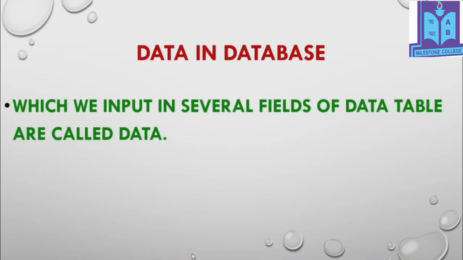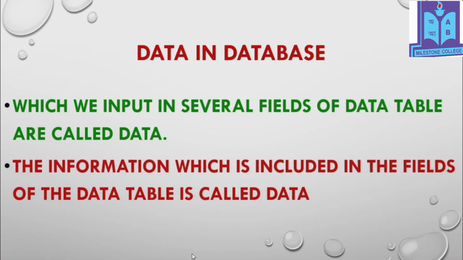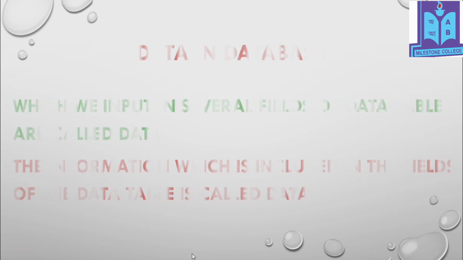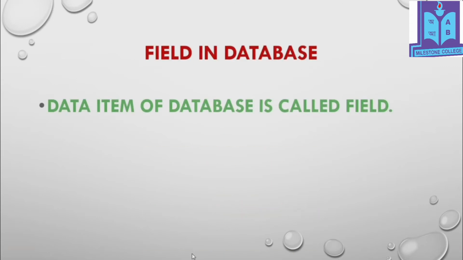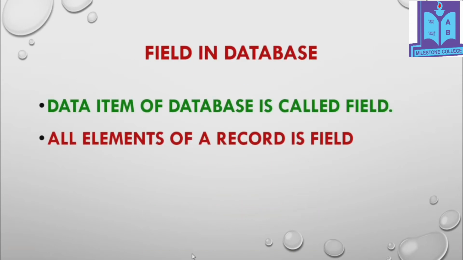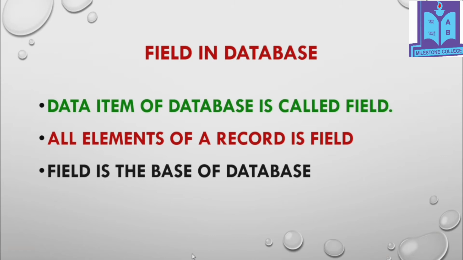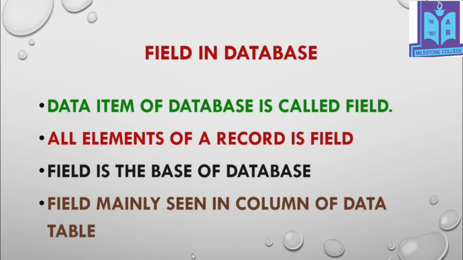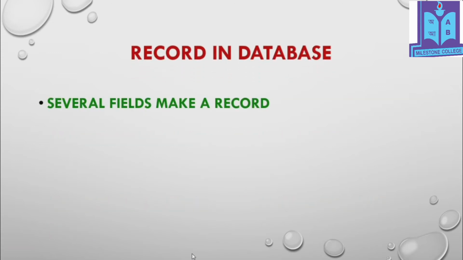Now, data in a database. What is data in a database? What we input in several fields of a data table is called data. The information which is included in these fields of the data tables is called data. Now we have the field in a database. A data item of a database is called a field. All elements of a record are fields. The field is the base of a database. The field is mainly seen in a column of a data table.